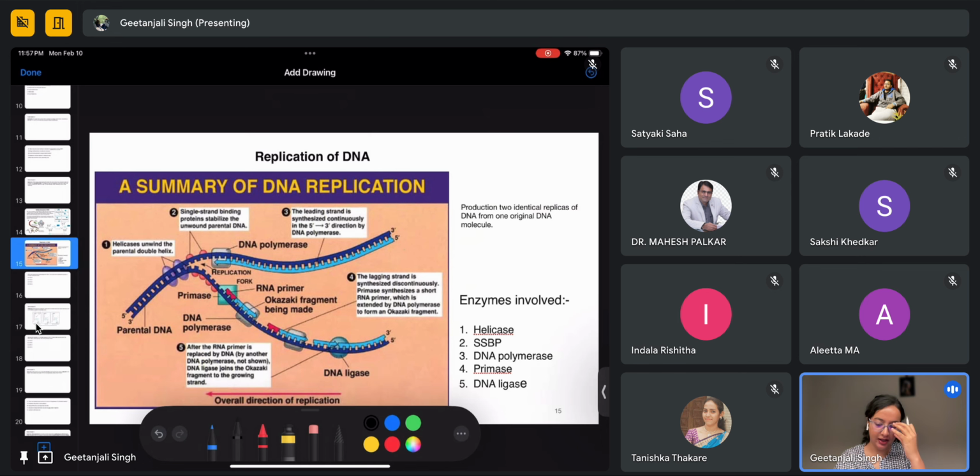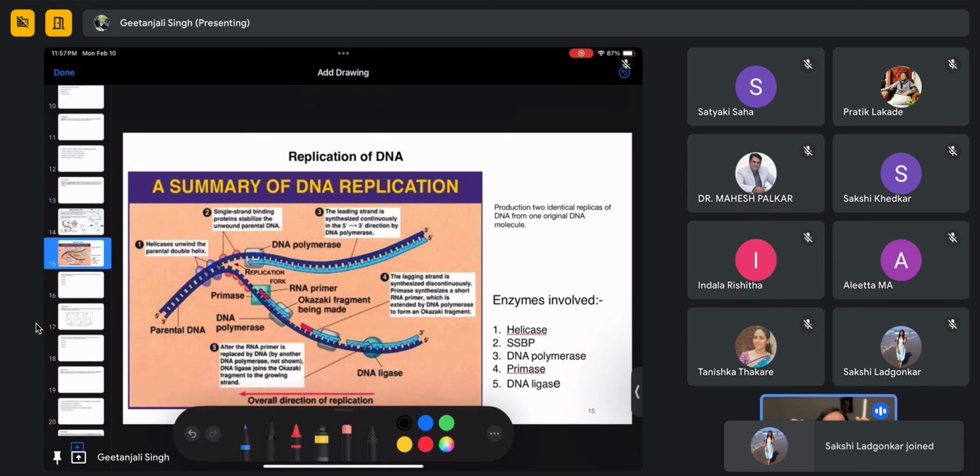Now, let's see what happens. The structure, as you can imagine, is firmly held together. First we have to unwind that, and this is where the helicase enzyme comes in. Helicase unwinds the DNA and breaks it open. Once the DNA is opened, the next enzyme comes, called single strand binding protein.